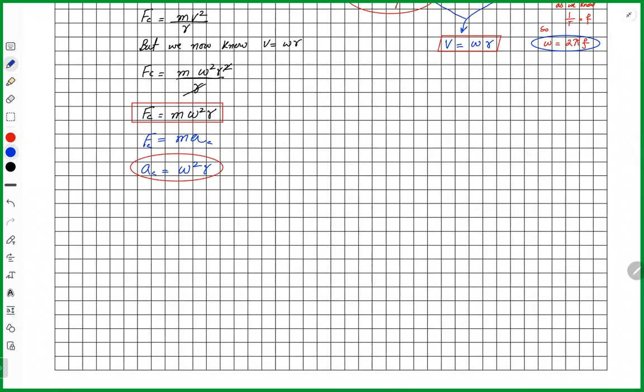For something moving in a circular path, kinetic energy equals 1 over 2 m v square. But now it can be kinetic energy equals 1 over 2 m omega square r square. For something which is moving in a circular path, we can also use this one.